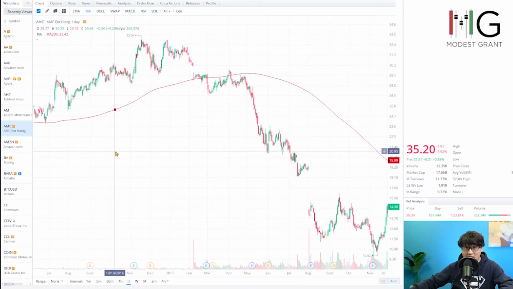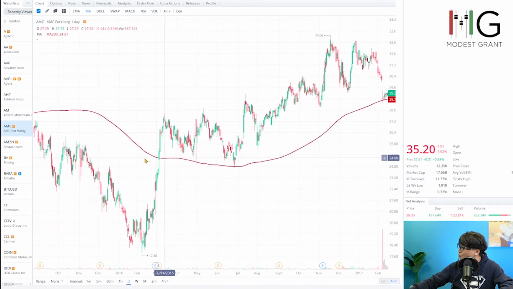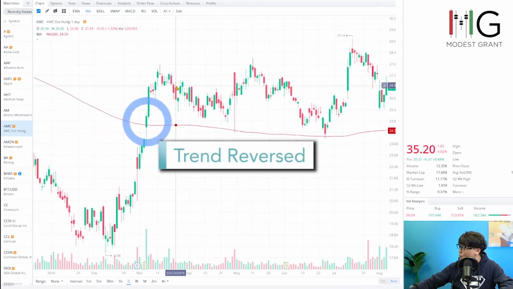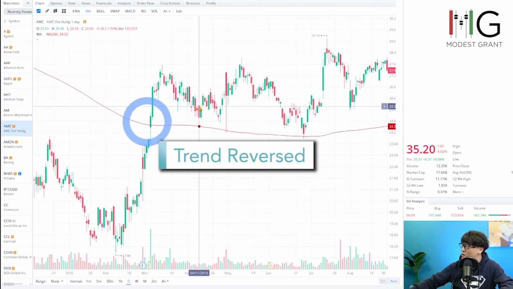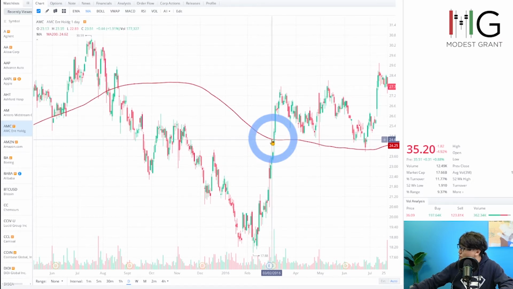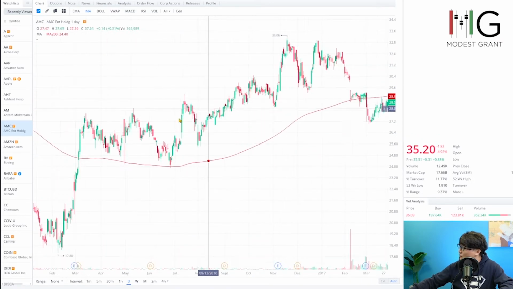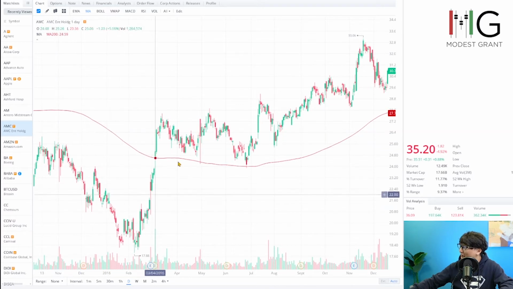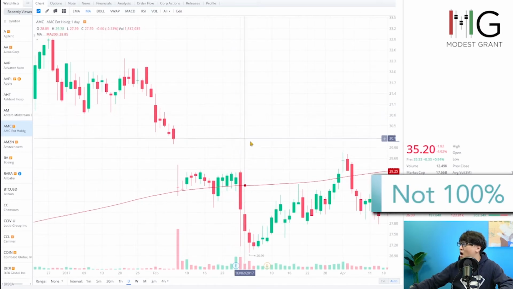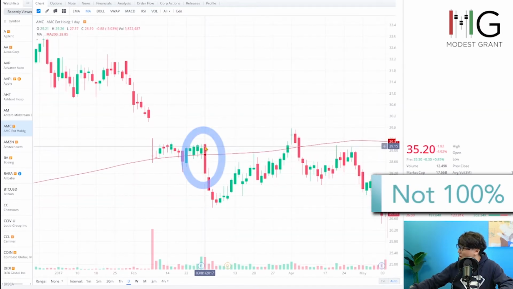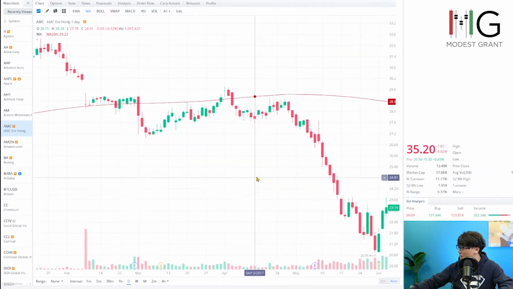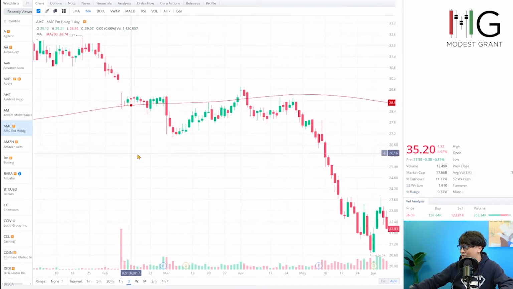I also said that when it breaks through that moving average, for example, like this candle right here, it broke through. That could mean the trend has been reversed. From this downtrend right here, this candle broke through that moving average. So that means now the trend has been reversed from a downtrend to an uptrend right there. And I also said it's not 100% of the time. For example, this one, it broke through, but it tested back that resistance. Eventually, the trend reversed. So you really have to be careful.